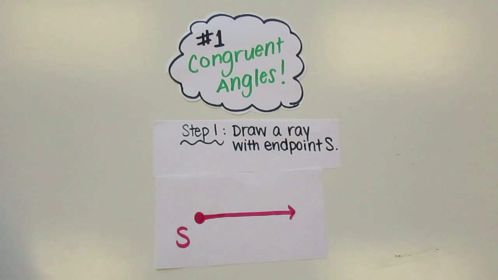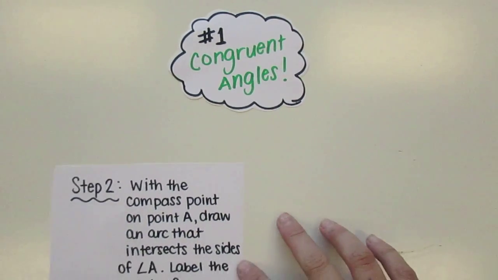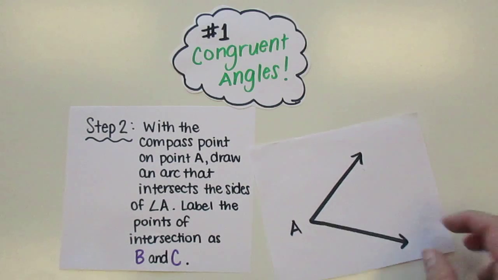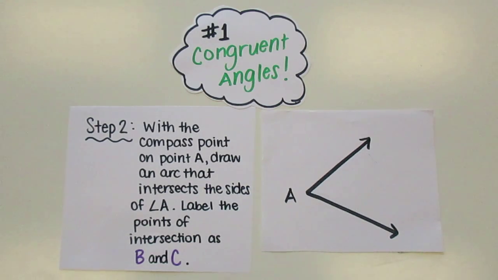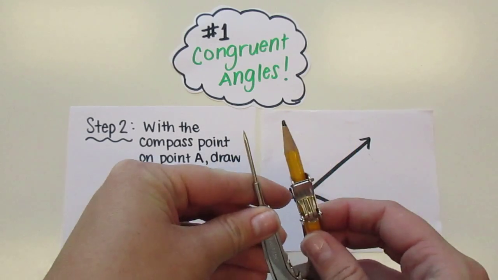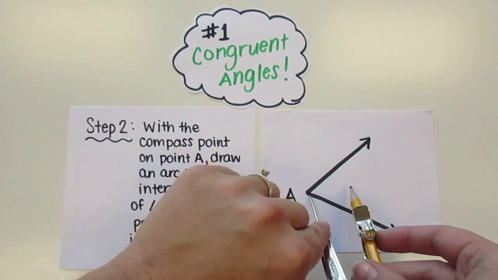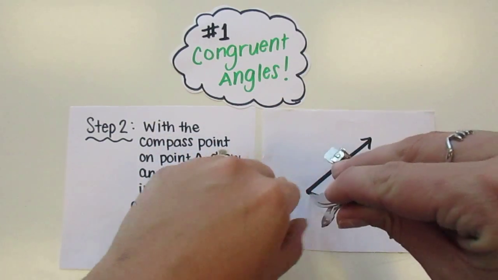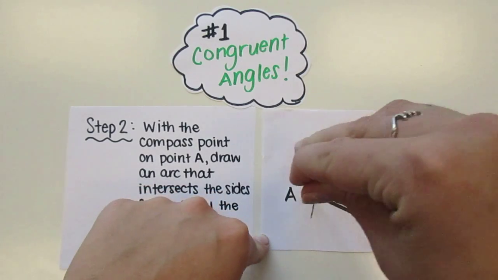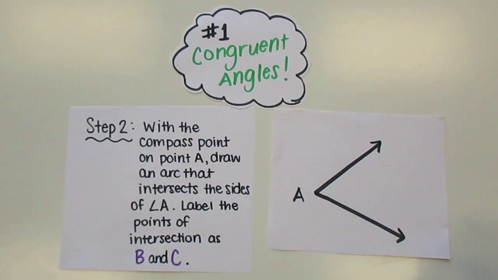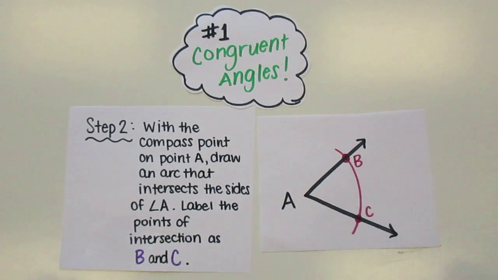Now step 2. Step 2 says with the compass point on point A, so we're back to our angle that we were given, we're going to draw an arc that intersects the sides of A and label the points of intersection as B and C. So you're going to take your compass, open it as wide or as small as you want, put the point on point A, and just draw an arc. Put the pencil down and just lightly go across. It doesn't have to be dark, but you do need to know where it intersects those 2 points. And you'll end up with something similar to that.